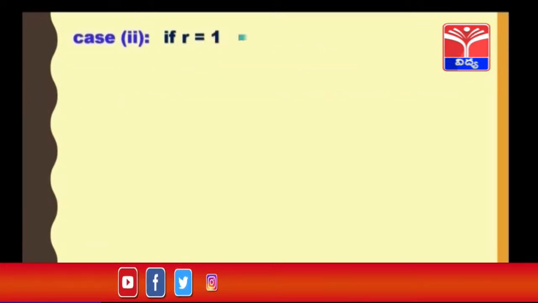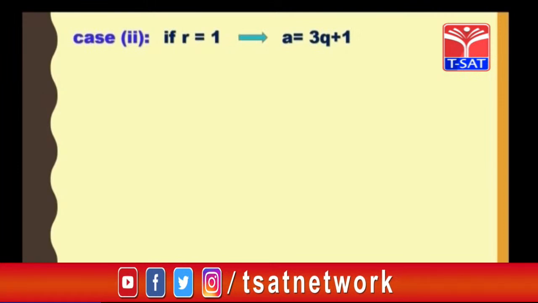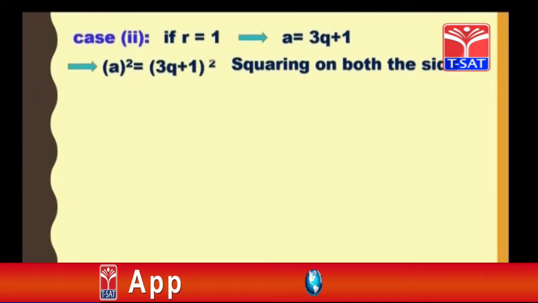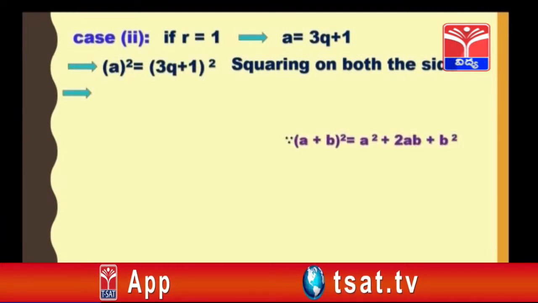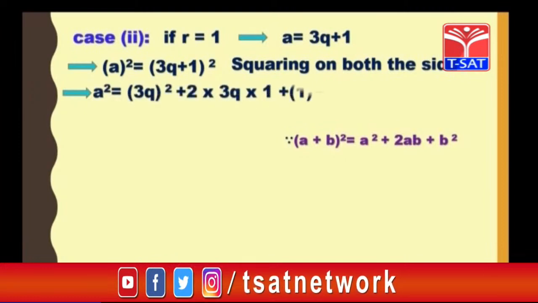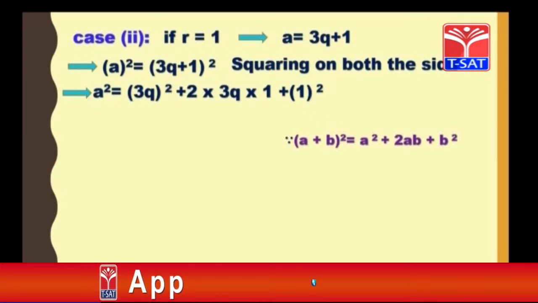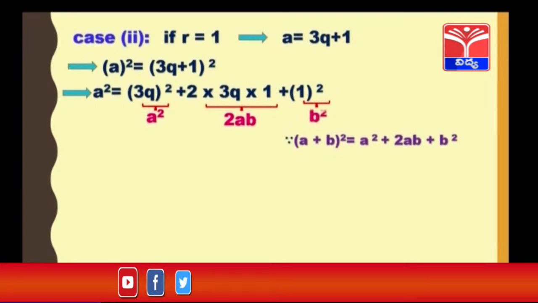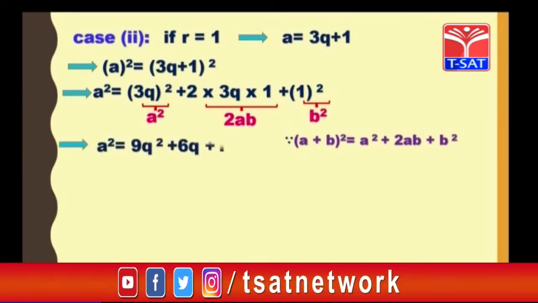If r is equal to 1, a is equal to 3q plus 1. Let us square both sides. Then a square is equal to 3q plus 1 whole square. Here I should use the a plus b whole square formula, which is a square plus 2ab plus b square, which you all know. It can be written as a square is equal to 3q square plus 2 into 3q into 1 plus 1 square. Here 3q square is a square, 2 into 3q into 1 is 2ab, and 1 square is b square. So a square is equal to 9q square plus 6q plus 1.